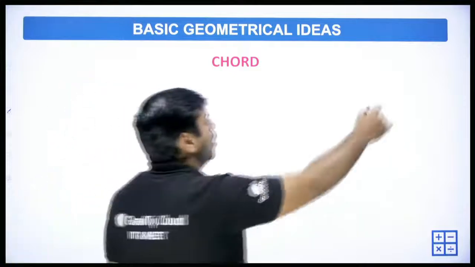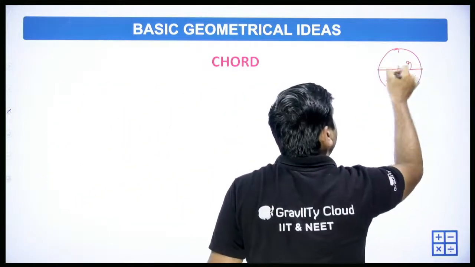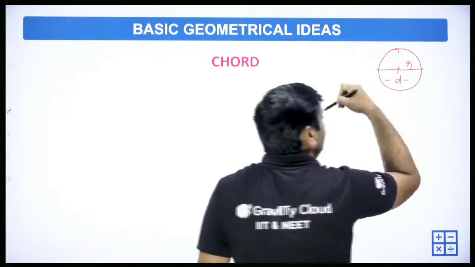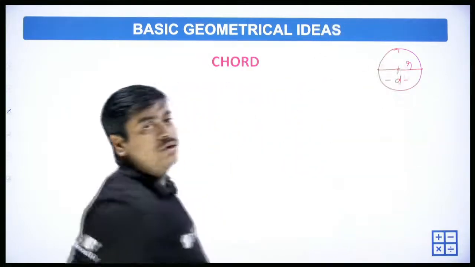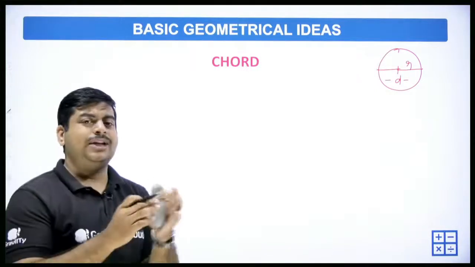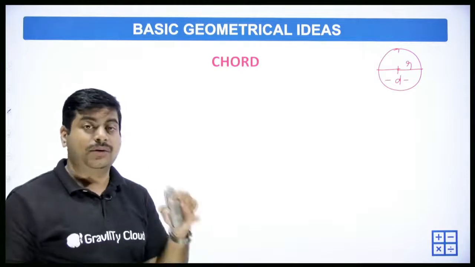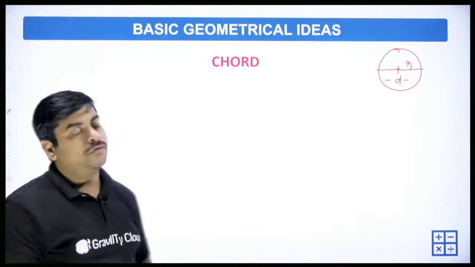In a circle, we discussed what is center, what is radius, what is diameter, and now we discussed what is circumference, and now we are going to discuss about a chord of a circle. So is there any relation between chord, radius and diameter? First of all, let's try to understand what is chord, and then we'll move forward for the next two.